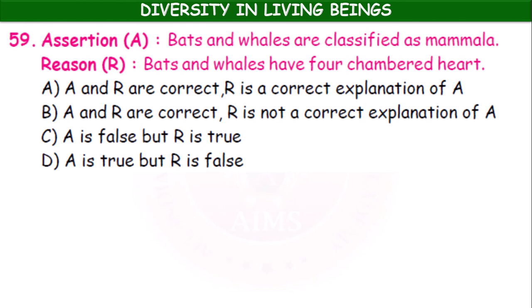Next, bats and whales are classified as Mammalia or mammals. Bats and whales have four-chambered heart. Okay, here both assertion and reason are correct, but reason is not explaining the assertion correctly.